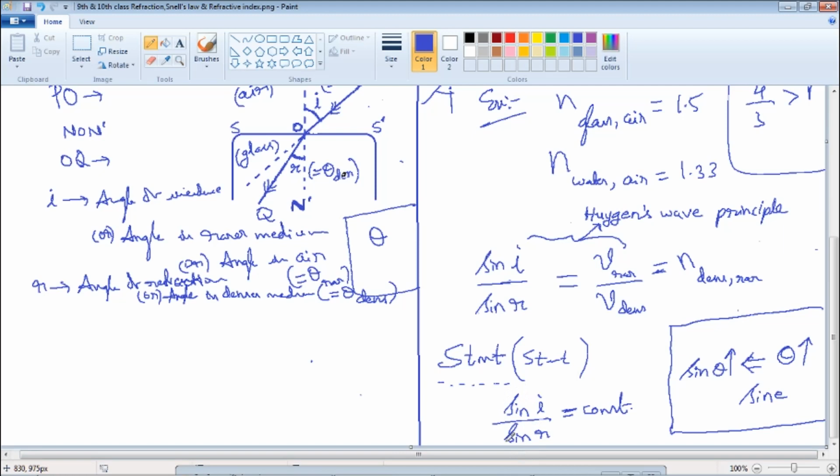When this is getting doubled, this is also getting doubled. This is tripled, this is also tripled. This is quadrupled. Quadrupled means 4 times it is increased. This also gets 4 times increased, such that then only the ratio will be constant. That's the meaning of Snell's law of refraction. So that's the complete statement.